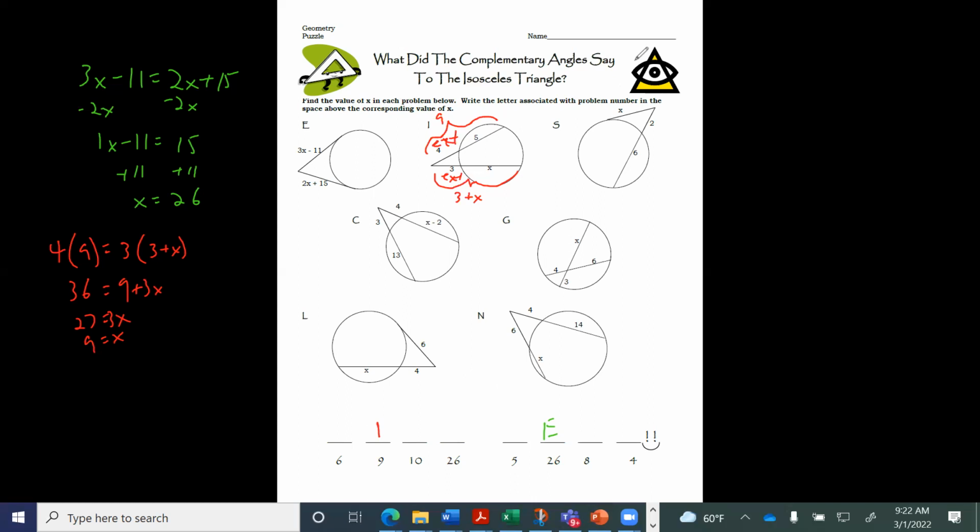All right, and then we have S. Let's see, the tangent is x, so tangent squared equals exterior times the whole. Whole here is 8. So x squared equals 16. Square root both sides. X is 4. So 4.